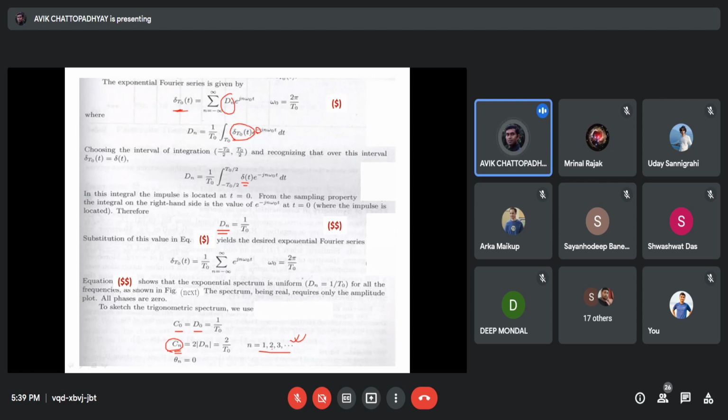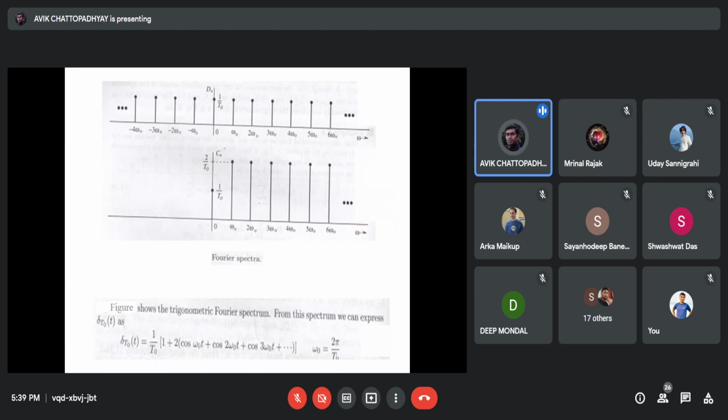You cannot skip this. And what is theta? Theta is 0 because it is a real number, and a positive real number. So theta n is 0. Now you just sketch. The sketch is something like this. This representation is the exponential form of representation, or the spectrum corresponding to the exponential representation.